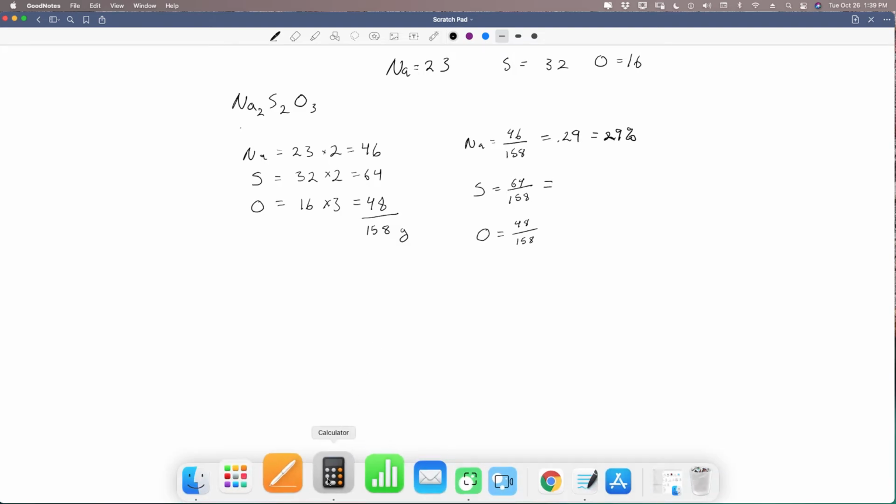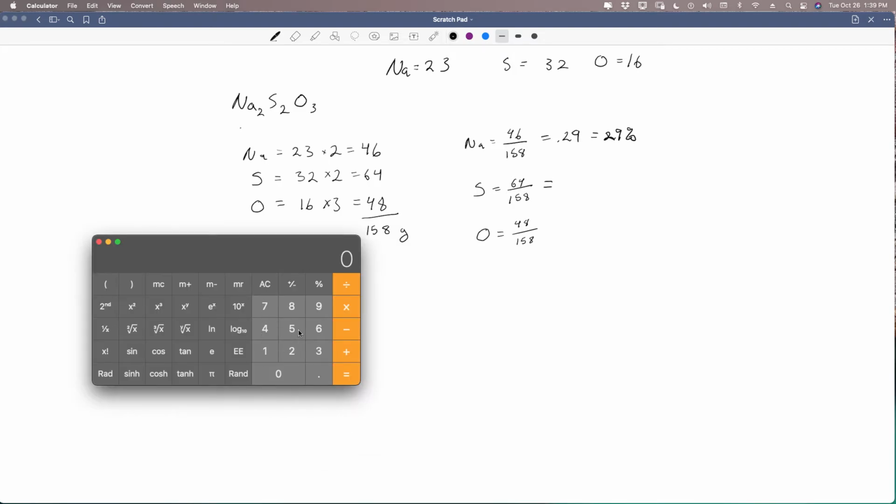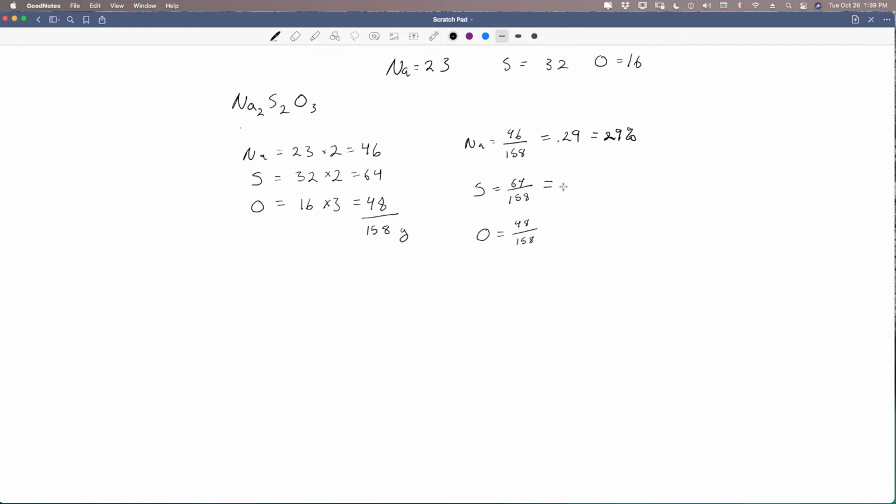Same thing here. We say 64 divided by 158 equals 0.40, and we can round this 5 up because it's 5 or more. So that'll be 0.41, and that's going to equal 41%.